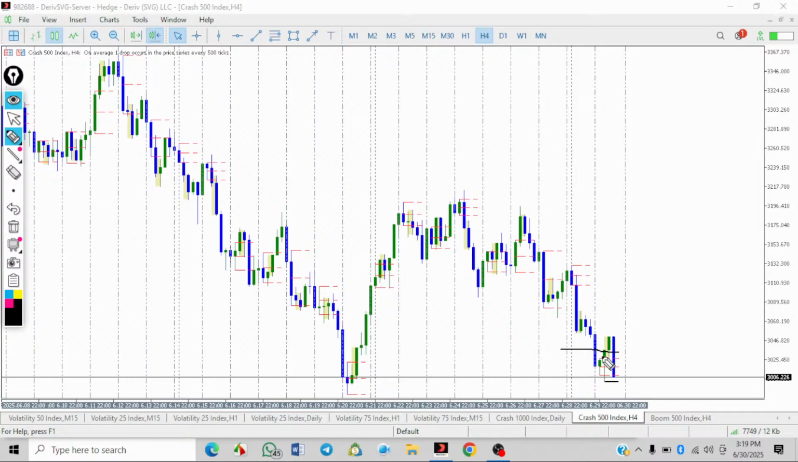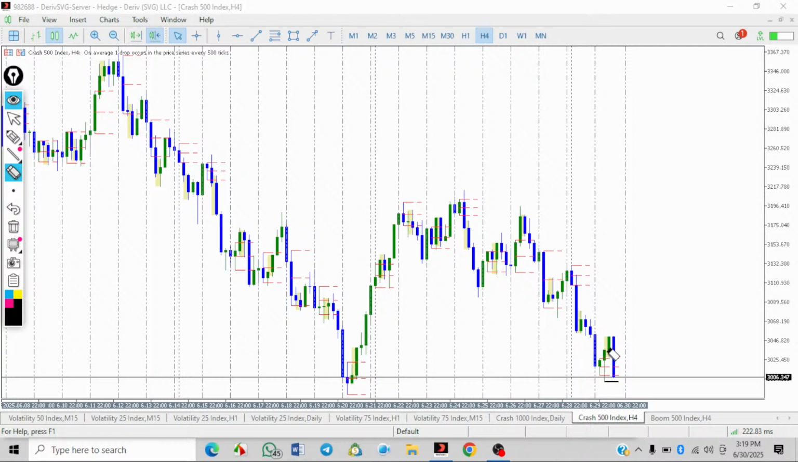I was actually on Crash 500 first before I saw a little retracement, and then I changed my bias. I was looking for them to come and tap this low here, since they did not tap it here, but the reverse was the case. But I later caught my move on Boom 500.